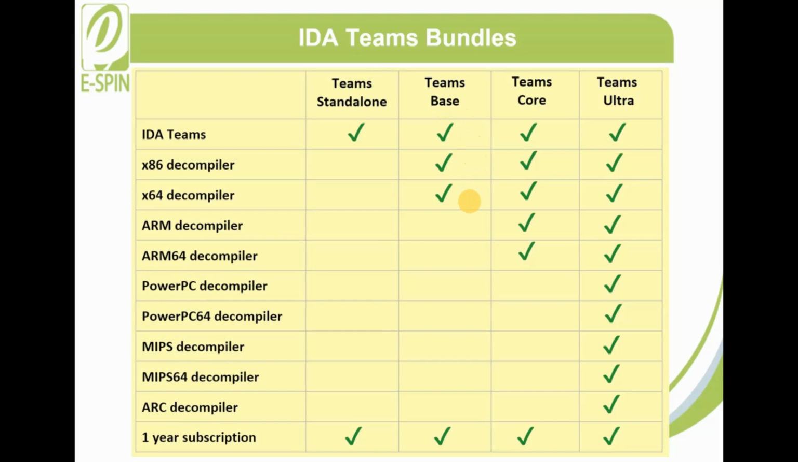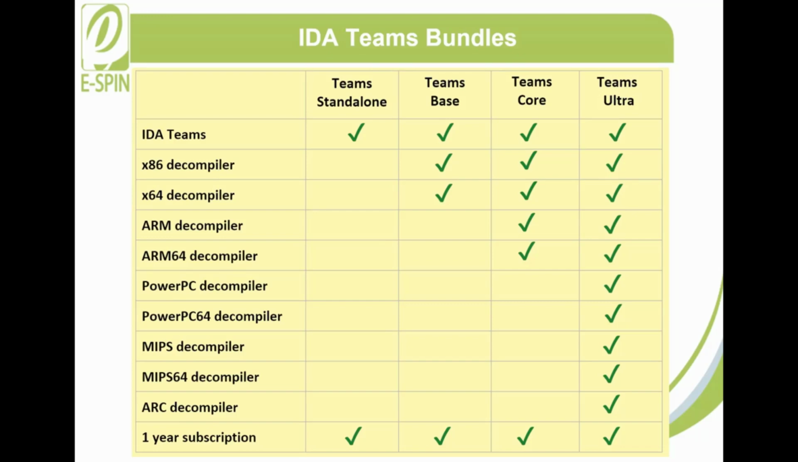Teams Base, on the other hand, offers IDA Teams with x86 and x64 decompilers. Meanwhile, Teams Core gives you IDA Teams with x86, x64, ARM and ARM64 decompilers. Teams Ultra, which is the highest tier of the 4 bundles, provides you with IDA Teams and all decompilers including the new ARC decompiler. With these different features, your team can choose the right bundle or subscription according to your business expansion.